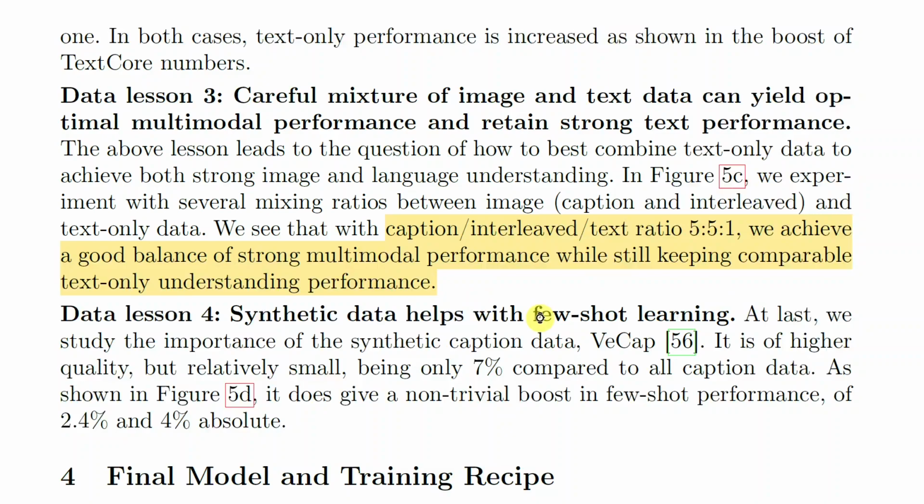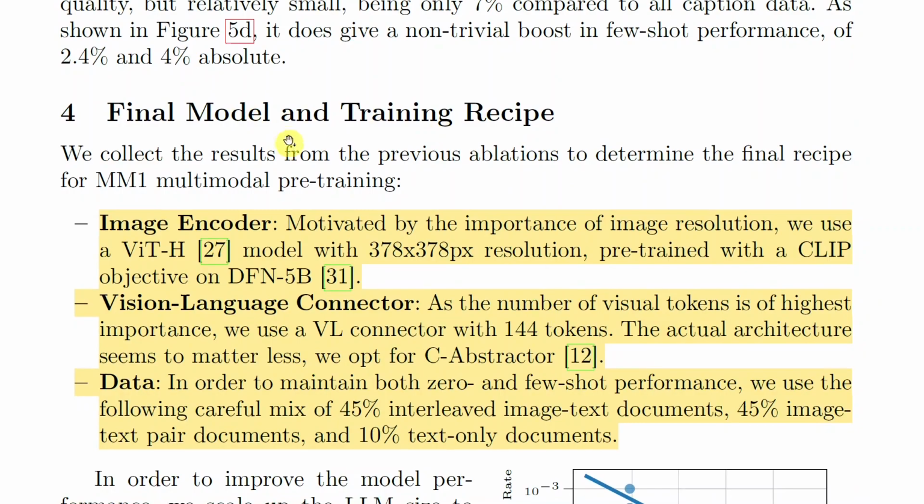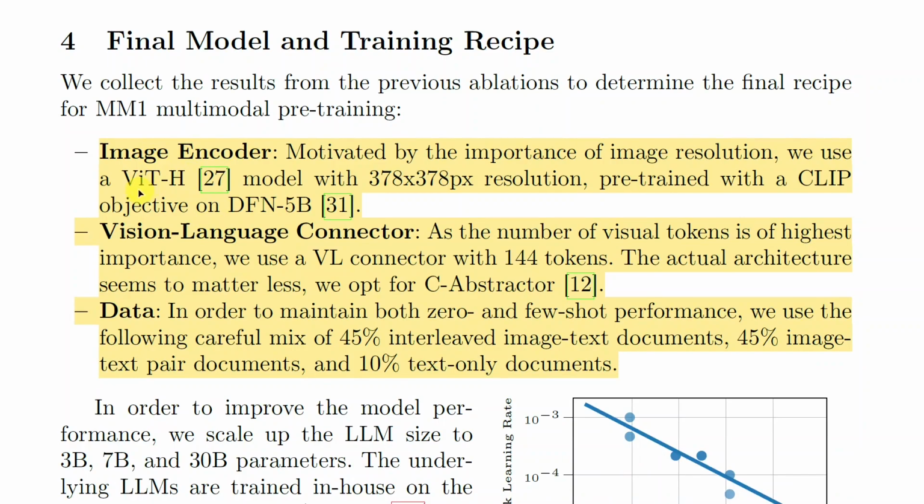After all these ablation studies, the final model and training recipe that was found is as follows. In the case of the image encoder, the vision transformer huge model with 378 pixel resolution, when pre-trained with the CLIP objective, works best. In the case of the vision-language connector, 144 tokens is used and the C-Abstractor is used. In the case of data, in order to maintain both zero-shot and few-shot, 45% interleaved image-text documents, 45% image-text pair documents, and 10% text-only documents are used. So this was what was used for the final model.